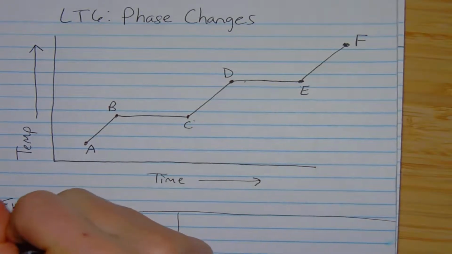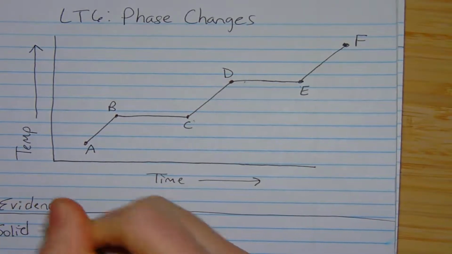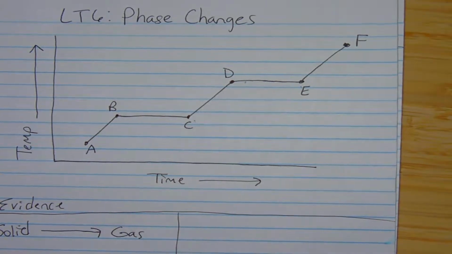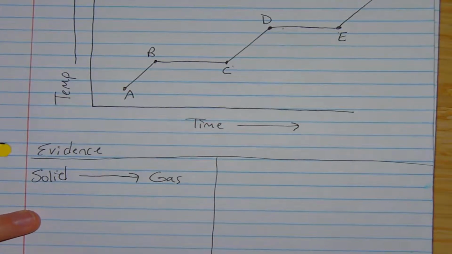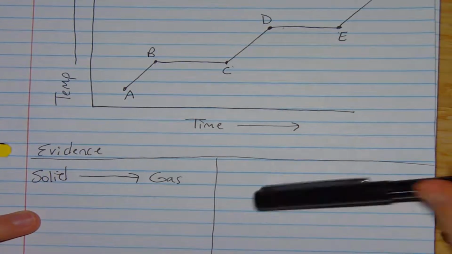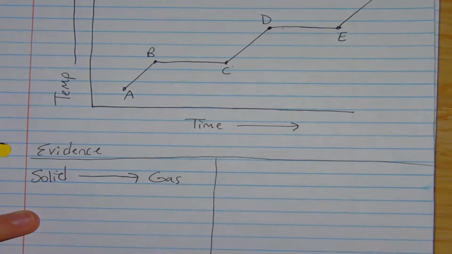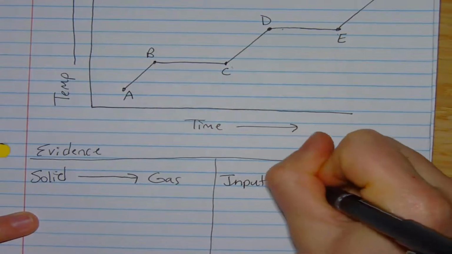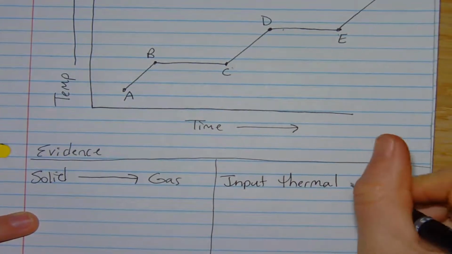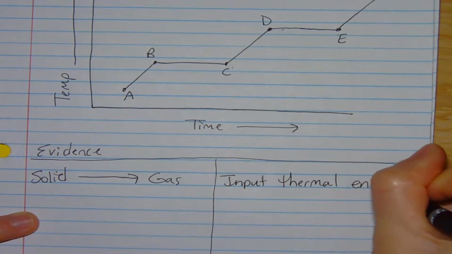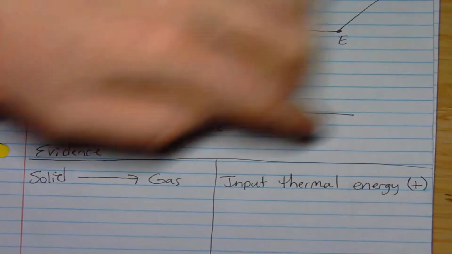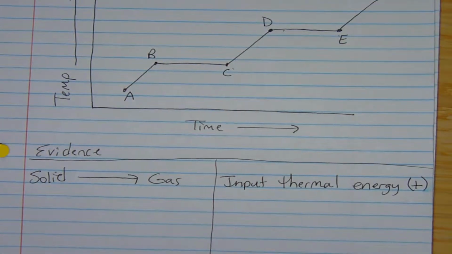So what we'll put first into the notebooks is that as you transition from a solid to a gas, if we've got a block of ice and we want to vaporize it, we want to turn it to steam, it will take an input of thermal energy. So it would be an add situation. I'll put a little plus there.